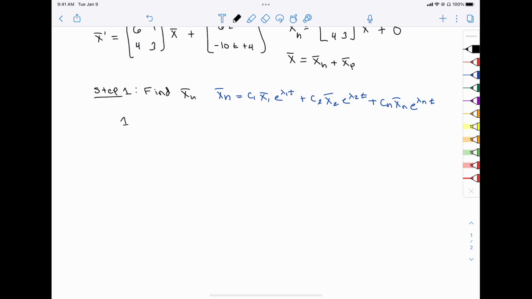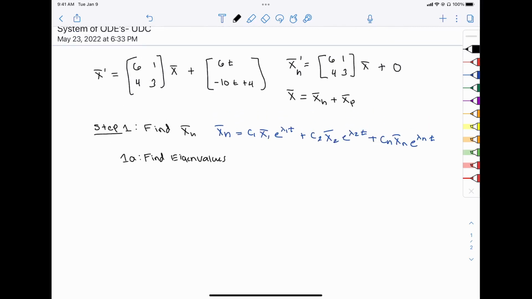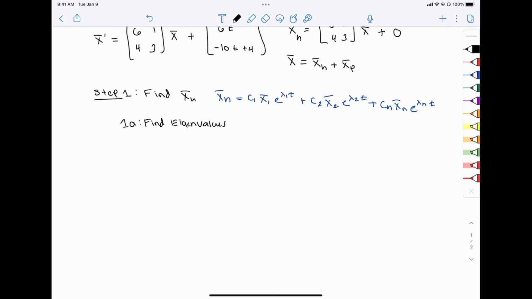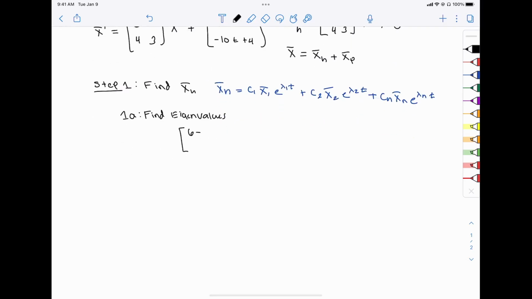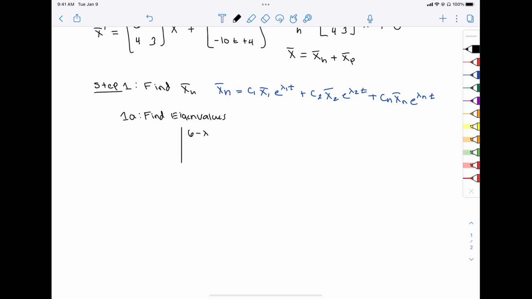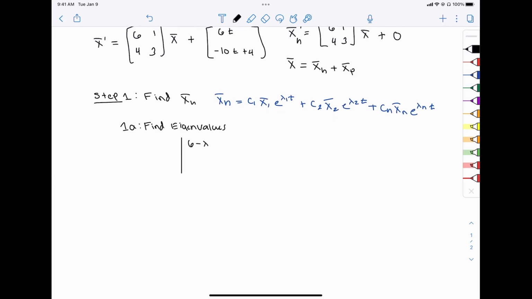So, step 1a, find the eigenvalues. We do that by taking our non-homogeneous coefficients here, so 6, 1, 4, 3, and then we subtract lambda off the diagonals. So we would do 6 minus lambda, and actually we take the determinant of this. So it'd be 6 minus lambda, 1, 4, 3 minus lambda.